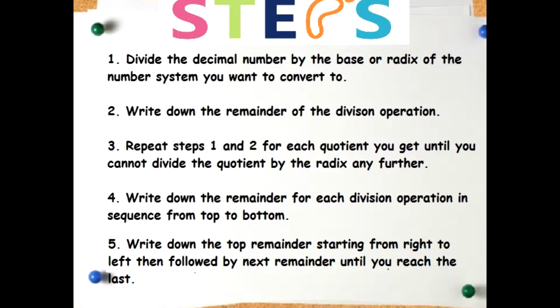So in decimal conversion, we have 5 steps. First, divide the decimal number by the base or radix of the number system you want to convert to. Second, write down the remainder of the division operation. Third, repeat steps 1 and 2 for each quotient you get until you cannot divide the quotient by the radix any further. Fourth, write down the remainder for each division operation in sequence from top to bottom. And last, write down the top remainder starting from right to left, then followed by the next remainder until you reach the last.